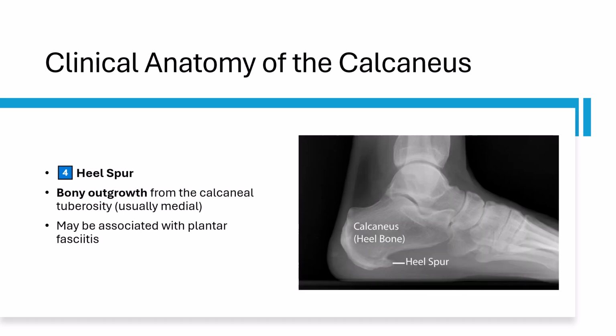There is another condition, that is the heel spur. A heel spur is a bony outgrowth from the calcaneal tuberosity, usually from the medial side, and it may be associated with plantar fasciitis. It is generally seen later in life, after the third decade of age.